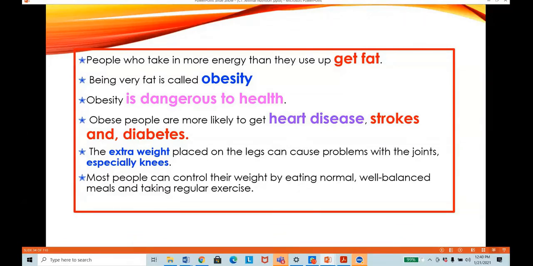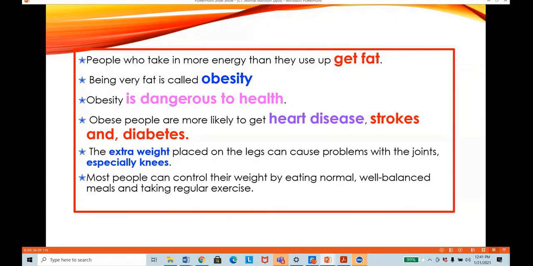So people who take in more energy than they use up, they get fat. Either you have to eat according to your needs, or even if you're eating extra, you need to exercise accordingly. You need to have a very active lifestyle to burn those extra calories. Being very fat is known as obesity, or you are generally told that you are obese.